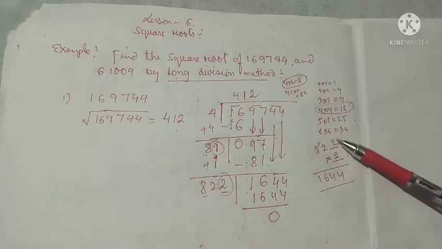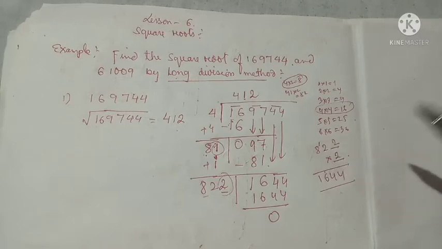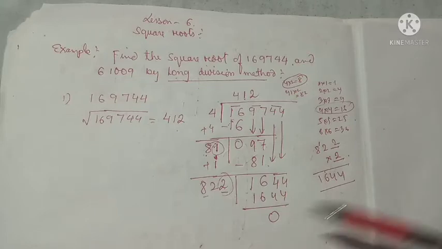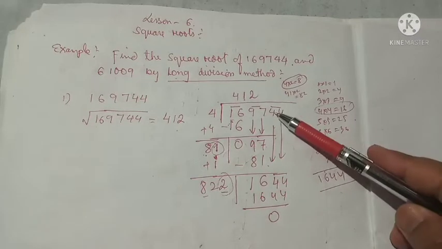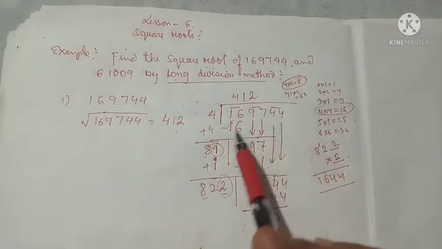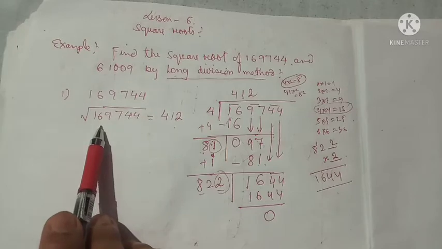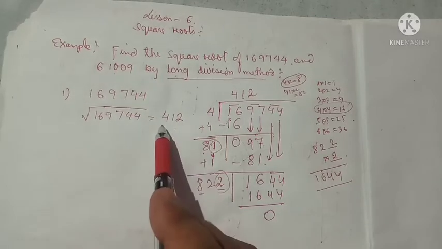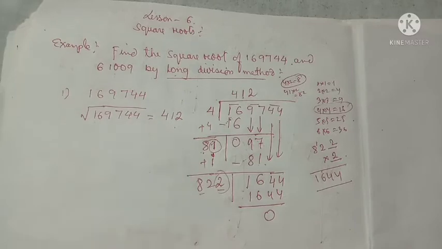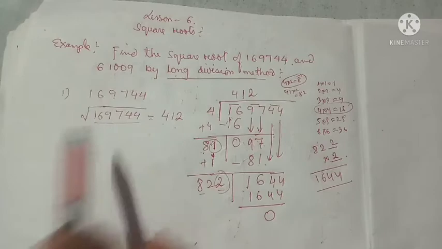If you multiply the missing divisor number, that is 822, by 2, then you will get 1644. Now the remainder becomes 0 and no more digits are left in the given number. That means the process of division has stopped. So the square root of 169744 is 412. 412 is the square root of this number.